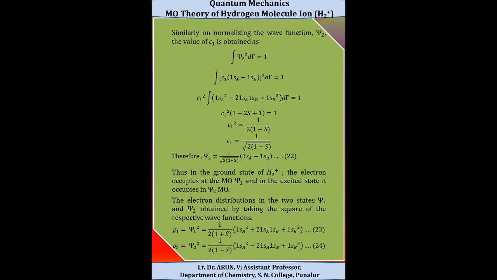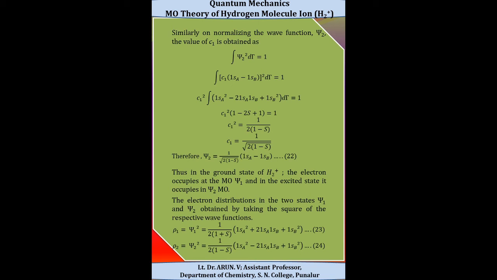Similarly, on normalizing the wave function psi2, integral of psi2 square dt is equal to 1. On substituting the value of psi2 square, we can find out the value of C1 as 1 by root of 2 into 1 plus s. Therefore, psi2 is equal to 1 by root of 2 into 1 plus s into 1sa minus 1sb. Thus, in the ground state of H2 plus, the electron occupies the molecular orbital psi1, and in the excited state it occupies the psi2 molecular orbital.